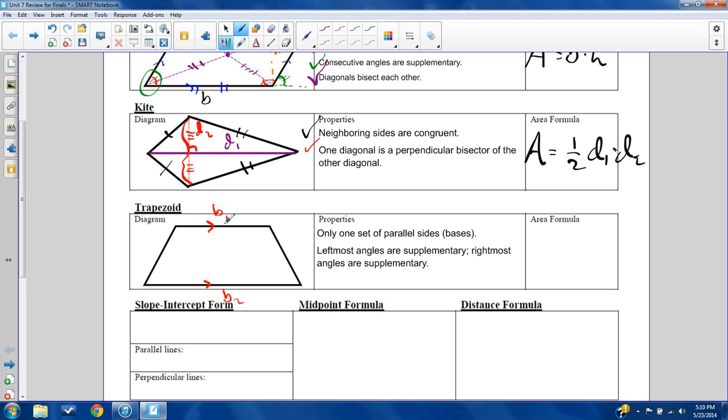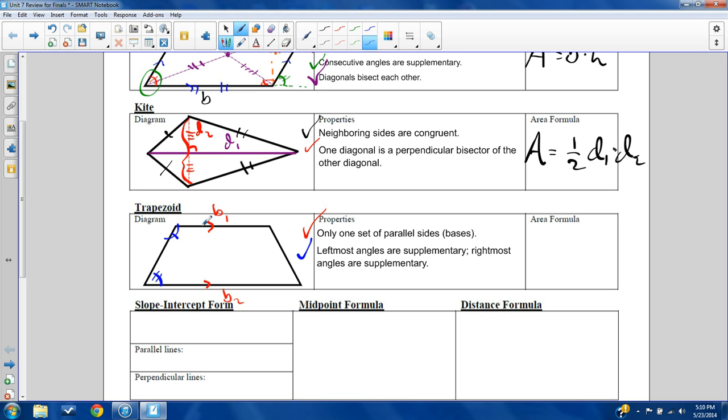Leftmost angles are supplementary. So if it's drawn like this, where your bases are on top and bottom, I'm talking about these two guys over here. So there's the base one. Leftmost angles are supplementary to each other. I should have put, so this plus this equals 180 degrees.